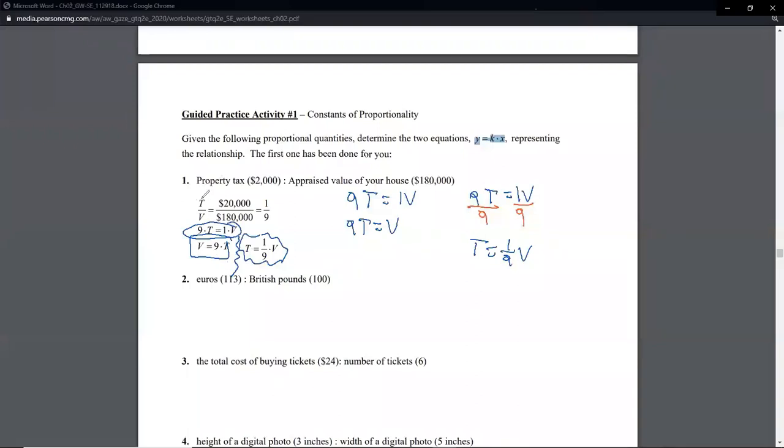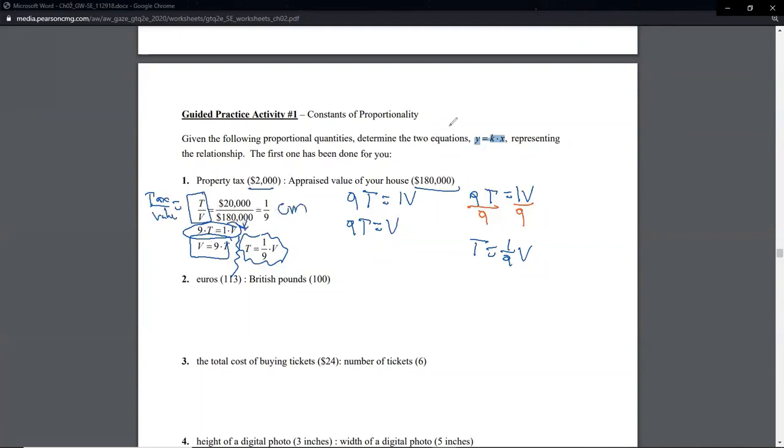So they set t over v. So this was them using the words tax over value. They said tax over value equals, and then they put in the numbers from the scenario they gave us. They reduced it just to make the numbers easier, and then they cross multiplied the t times the 9 and the v times the 1 to get this.